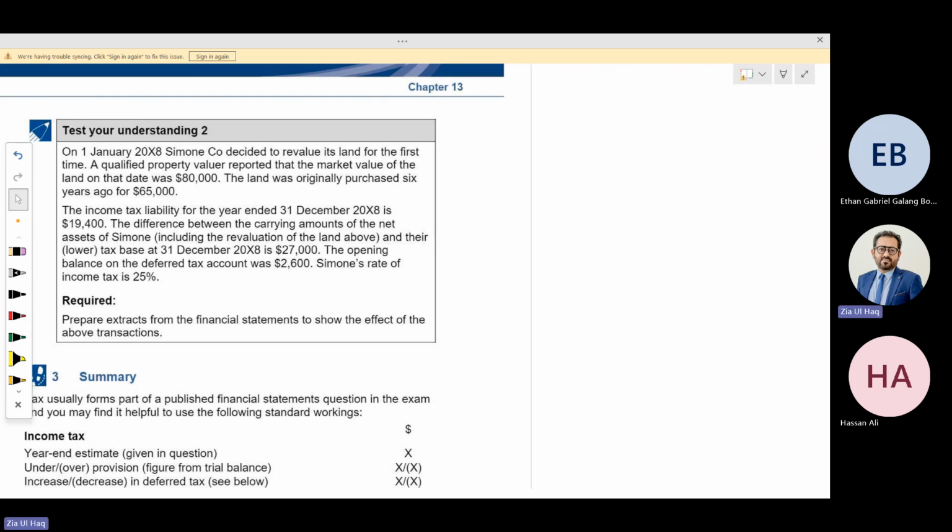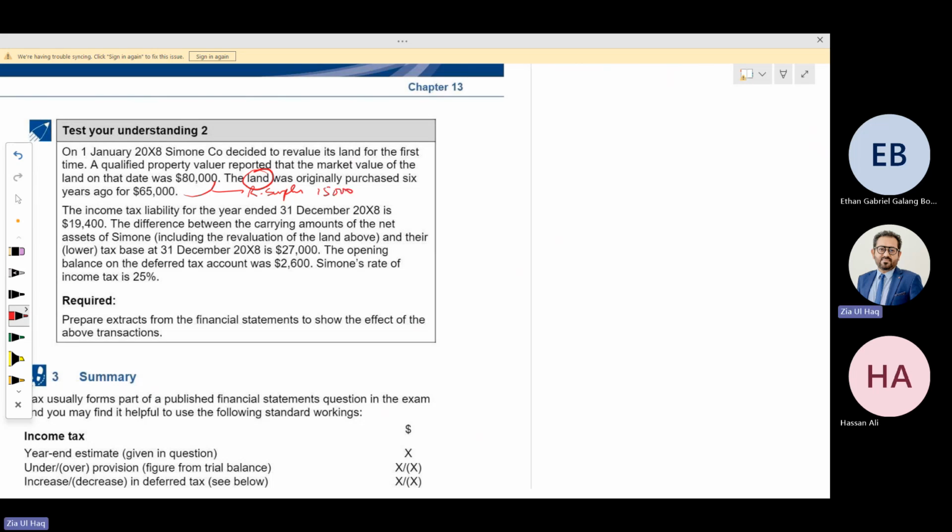Some more intelligent student will say, okay, 65,000 was purchased 6 years ago, so we can divide 65,000 by number of years and calculate a depreciation. But there is no depreciation on land. Its carrying value will remain same. So how much is the revaluation surplus? 15,000.